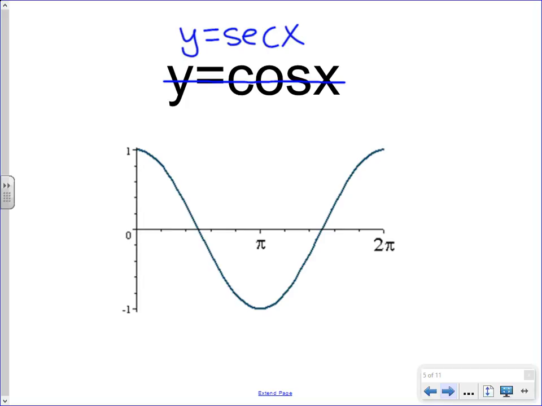So this process is going to go very similarly. We're going to look at where our cosine is 0. That happens at pi over 2 and 3 pi over 2. That is where we are going to have our vertical asymptotes. And then since sine and cosine have very similar shapes, secant and cosecant will have similar shapes.